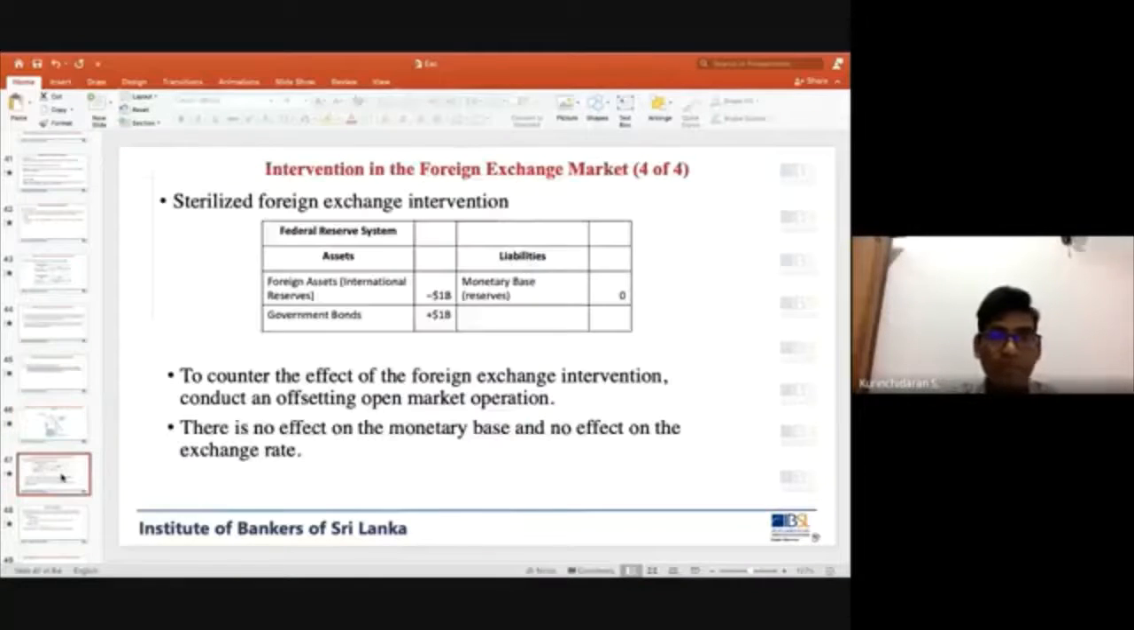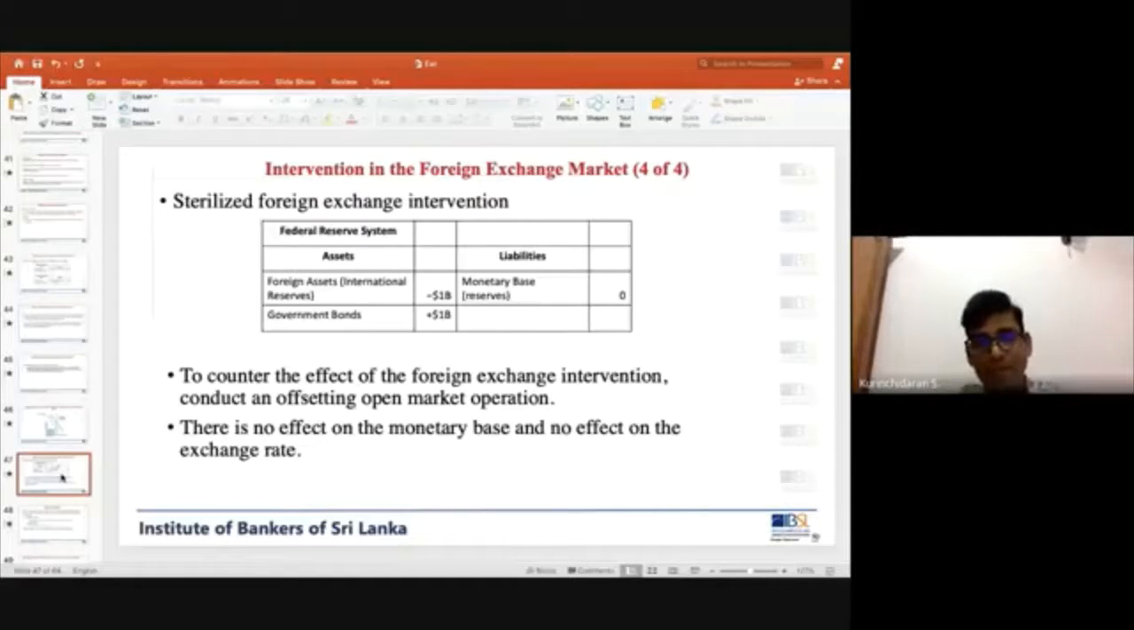Okay. Next, you can move on to sterilized foreign exchange intervention. Now look at that. We earlier discussed unsterilized intervention, where the central bank sells or buys foreign assets and then, through its reserve, makes the payment or receives the payment through its monetary base. That has an effect on the money supply. That's what we have seen, right?